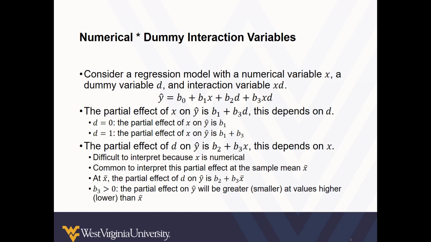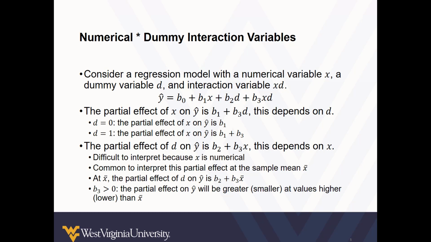So similarly, the partial effect of x on the estimated value of y is b1 plus b3 times d, but this depends on d, our dummy variable. So when our dummy variable is equal to 0, the partial effect of x on the expected value of y is b1 because anything multiplied by 0 is 0. But when our dummy variable is equal to 1, the partial effect of x on our expected value of y is b1 plus b3.